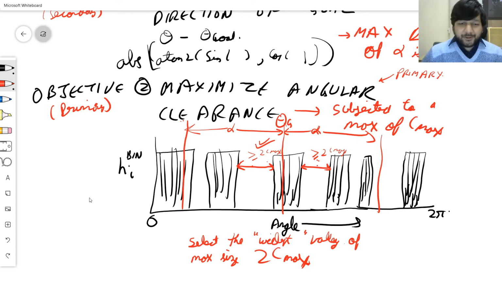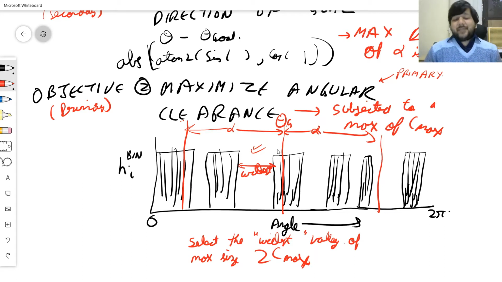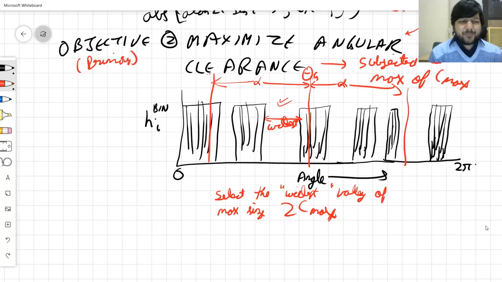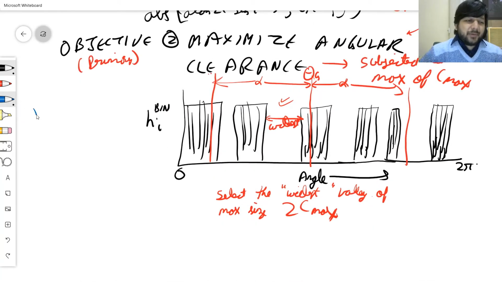Hypothetically, if both of them were less than 2 Cmax, then I would have said that this one gets selected because this is the widest. Because there's no tiebreaker, both of them have clearance less than 2 Cmax, and this one is the widest, so this one would have been selected. Now, that's the first problem. So that's my problem number one.